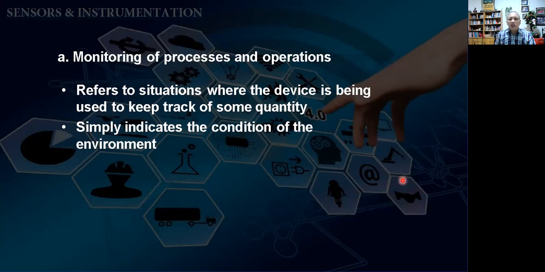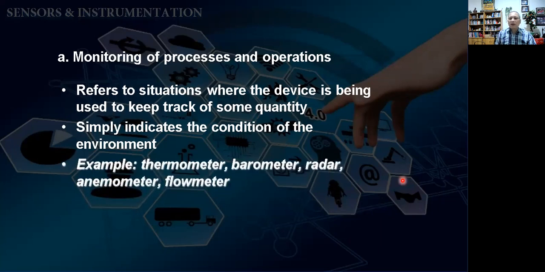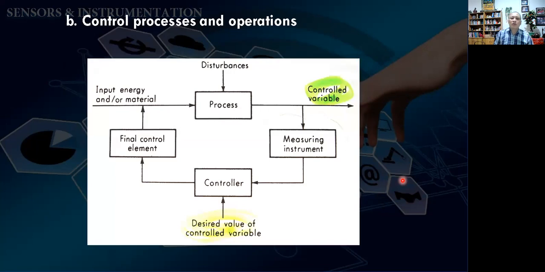It simply indicates the condition of the environment. Yeah, what is the condition of the environment? Examples: thermometer, barometer, radar, anemometer, and flowmeter. This is also an input so that we can make a decision. And second, about control processes and operations.